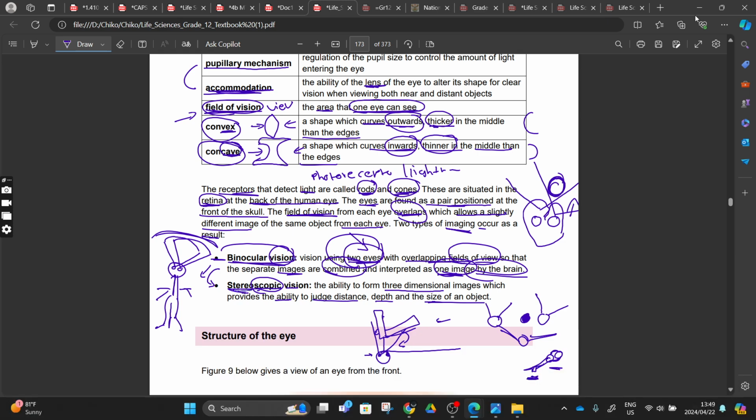So now when you say stereoscopic vision, this is the vision where you are using your two fields of view to make up a 3D of this. When you look at this with one eye, you are going to see just one flat thing.